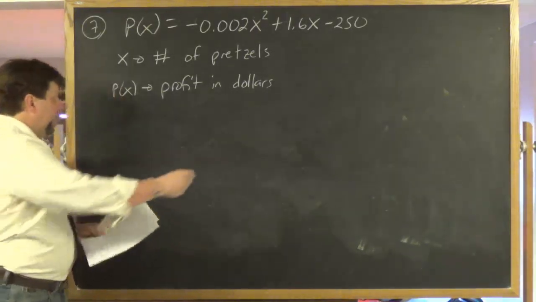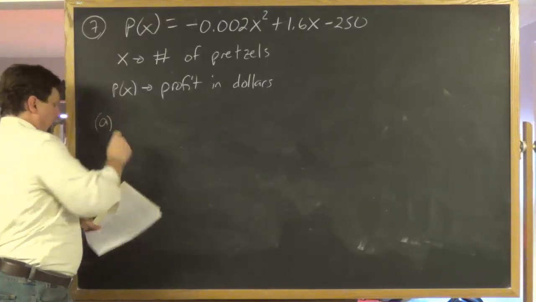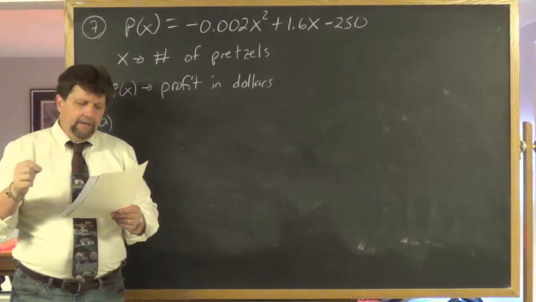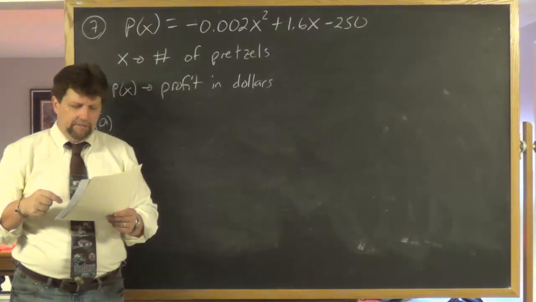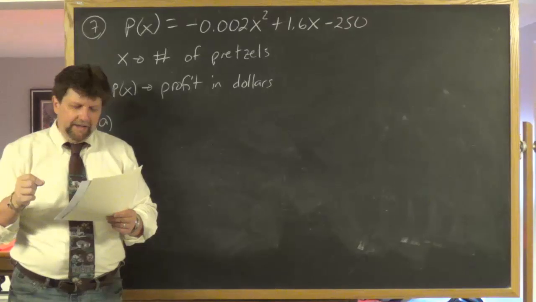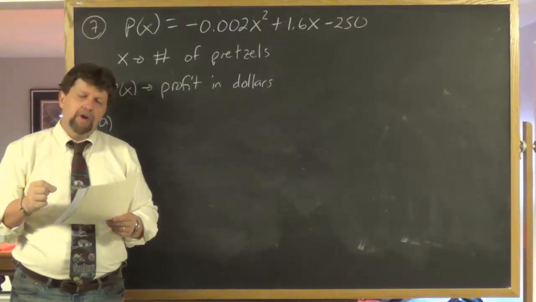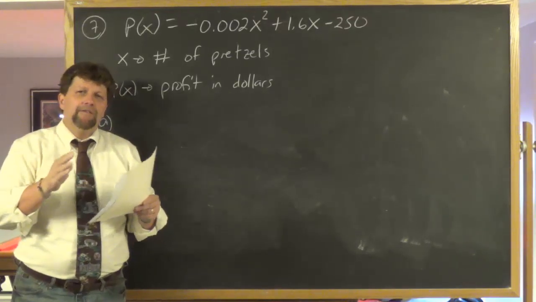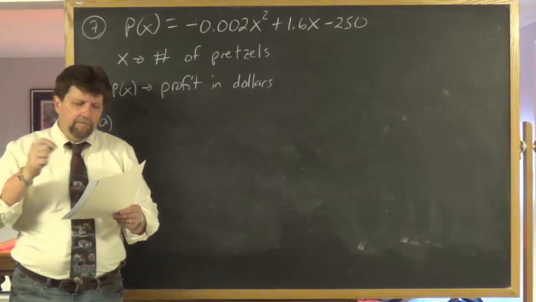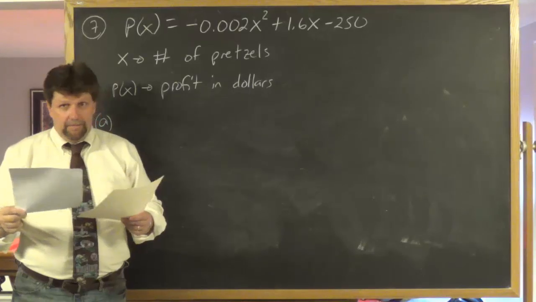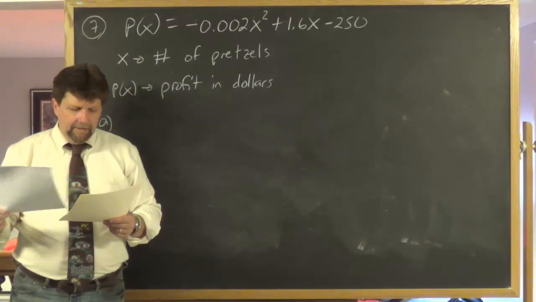So in part A, I ask you to find the number of pretzels that must be baked. I have a typo here, it says backed. Must be baked and sold to maximize profit. So we want to know how many pretzels do we have to bake and sell to maximize profit. That's part A. Then part B asks, well, what is the maximum profit?